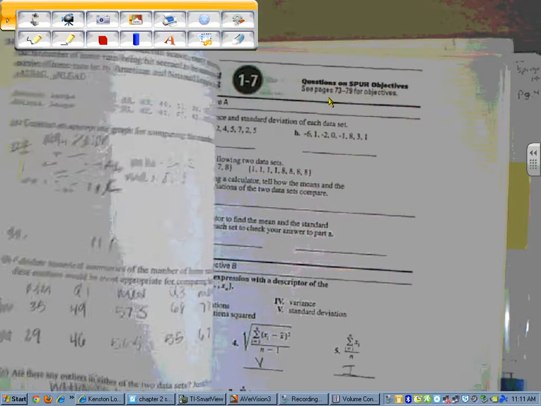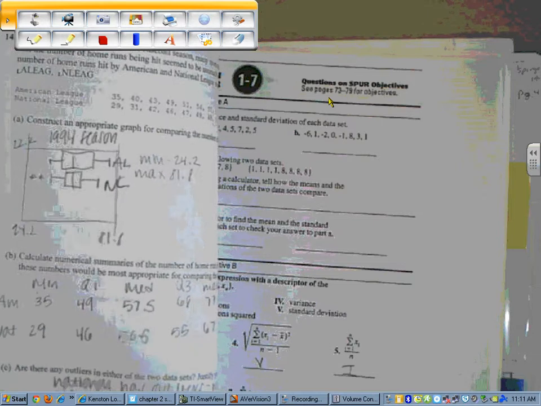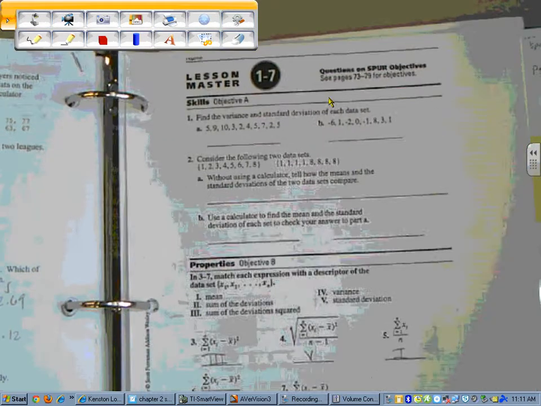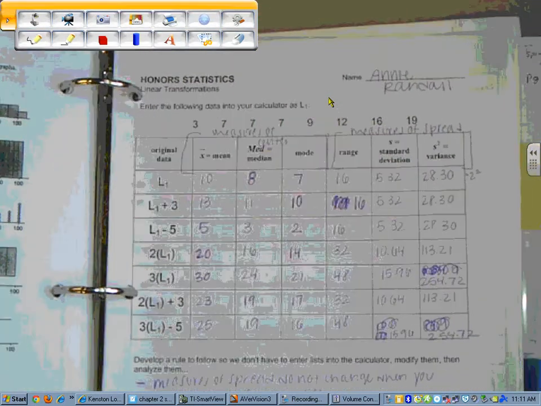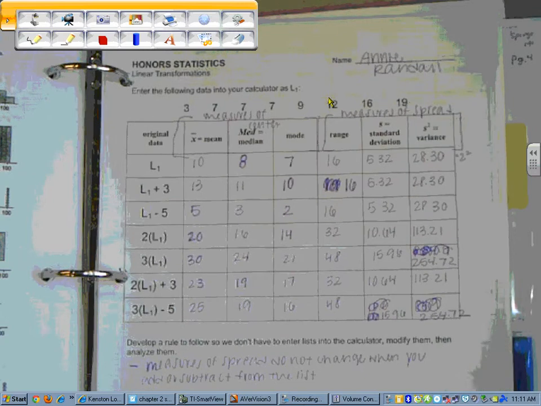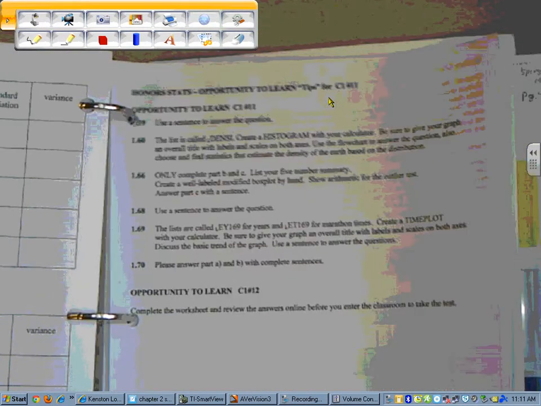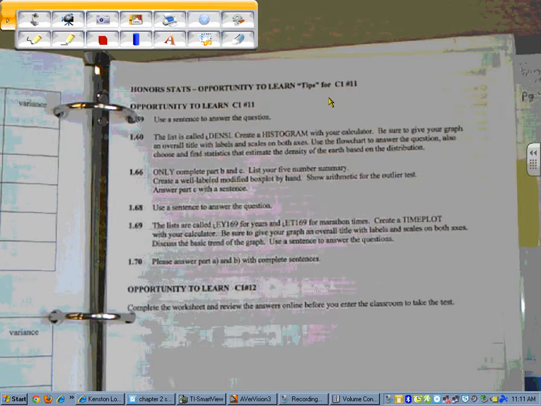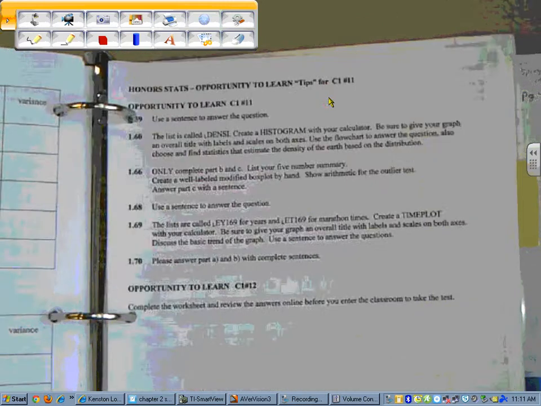On the back of that is the American and National League Baseball. Then we have a standard deviation worksheet that looks like this. We have our beginning of data transformations worksheet and a tip sheet that may be already in your notebook because I think on the back side was the answer sheet for number 10.